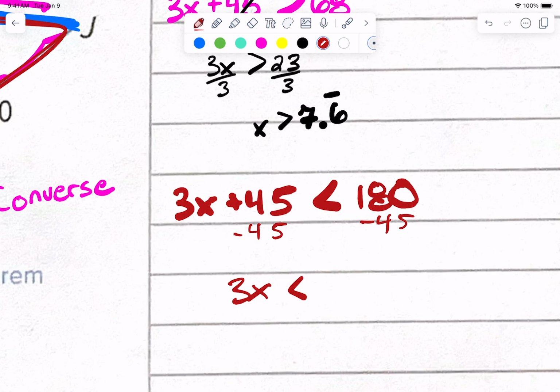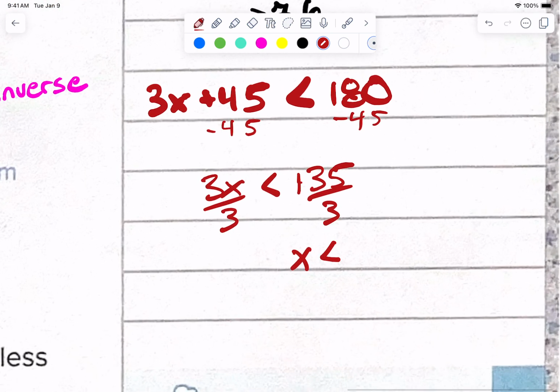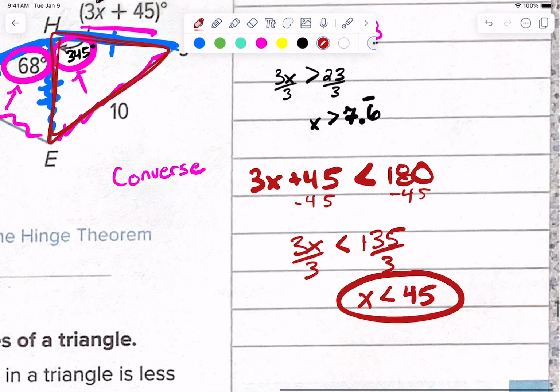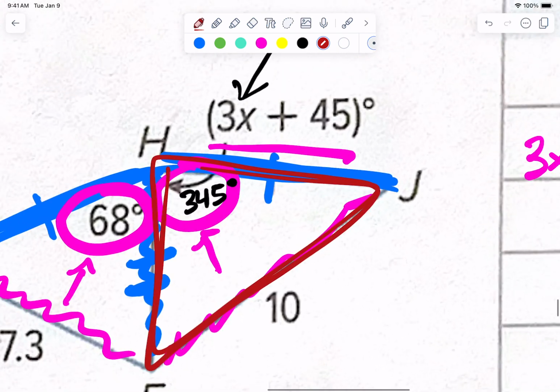3x is less than 135, I think. Do you know what 135 divided by 3 is? Brian's got it. 45. So the value of x can be any number bigger than 7.6, but it has to be less than 45, because otherwise we'll have an angle that's bigger than 180. Does that make sense? And we can't do that because it's inside of a triangle. Do you see how that works?